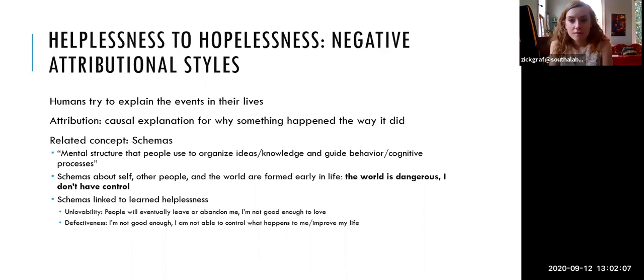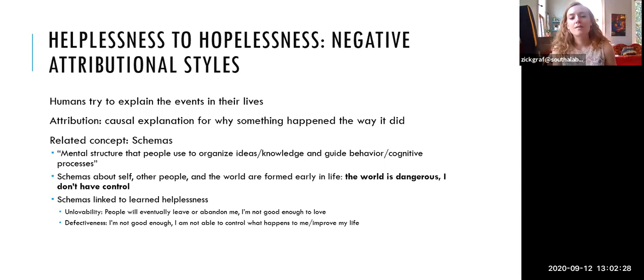Other schemas related to learned helplessness are unlovability. So basically, no matter what I do in life, people are not going to love me the way that I want them to. People are not going to be there for me. People are going to leave me and abandon me, regardless of my efforts in the relationship. So, learned helplessness in relation to other people and relationships.